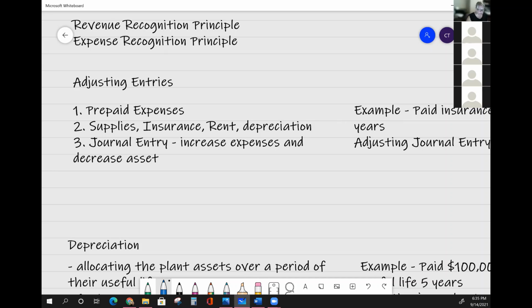We'll do depreciation later and do different methods of depreciation. Just know for now that there's depreciation on plant assets, fixed assets. When you buy a building, it's going to depreciate over time. And so that building might be depreciated over 39 years.